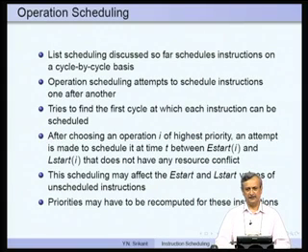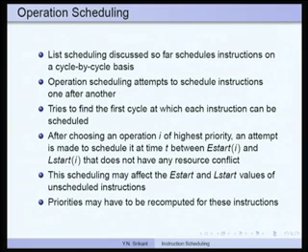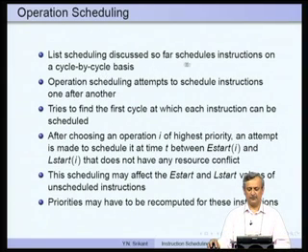So, obviously, this second method which I just now mentioned is also one of the scheduling methodologies, and that is called operation scheduling. So, list scheduling discussed so far schedules instructions on a cycle by cycle basis. Operation scheduling attempts to schedule instructions one after another. You just pick the instructions which have been ordered and schedule them one after another. It tries to find the first cycle at which each instruction can be scheduled. So, it is not the cycle which is picked and then the instructions which can be scheduled there, but we pick an instruction and see in which cycle it can be scheduled.